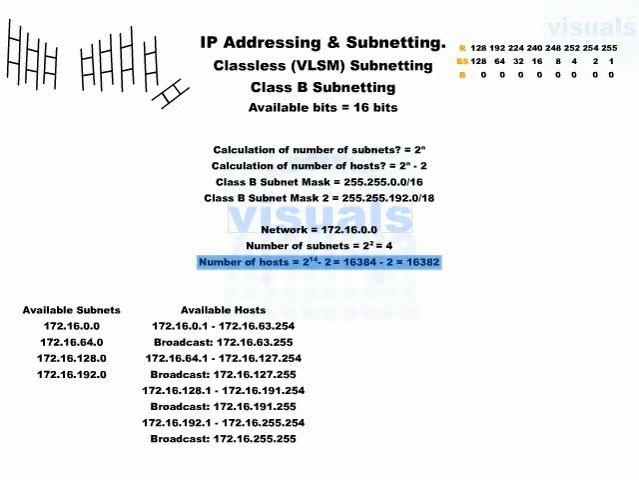Now we have 14 bits for valid hosts. We have 4 subnetworks. For each subnetwork we are going to have 2 raised to power 14 minus 2, 16384 minus 2 is equal to 16382. We are getting 16382 hosts for each of these 4 networks.